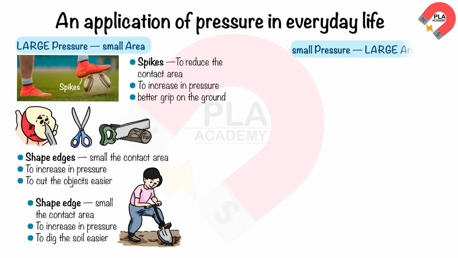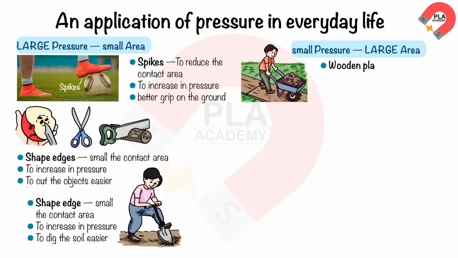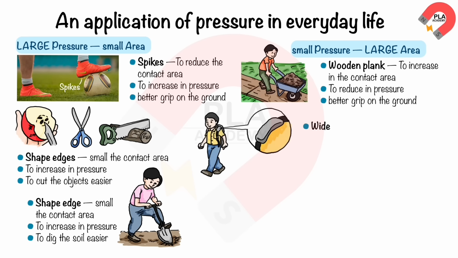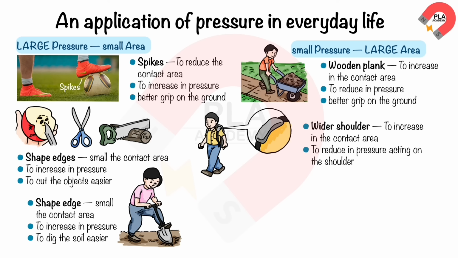When small pressure is due to the large area. For example, a wooden plank increases the surface area of contact with the soft ground, which reduces the pressure and prevents the wheelbarrow from sinking on the soft ground. The wider shoulder pad has a large area, which reduces the pressure that acts on the shoulder.